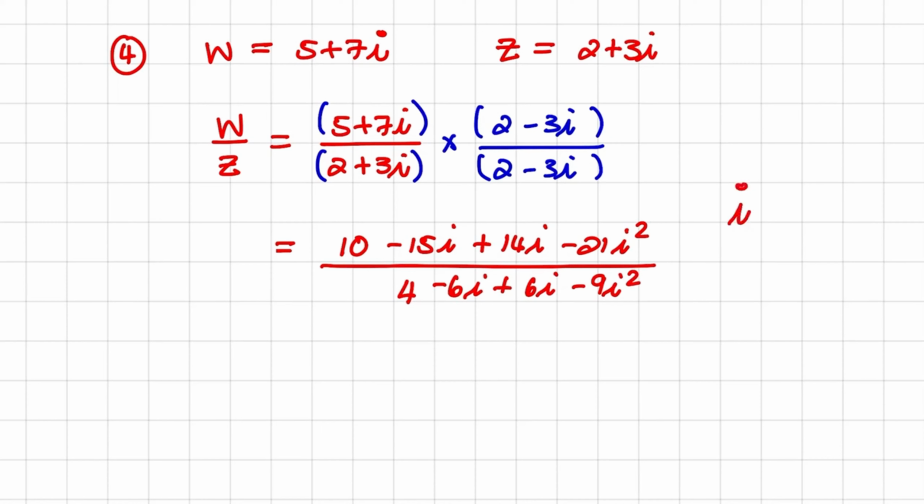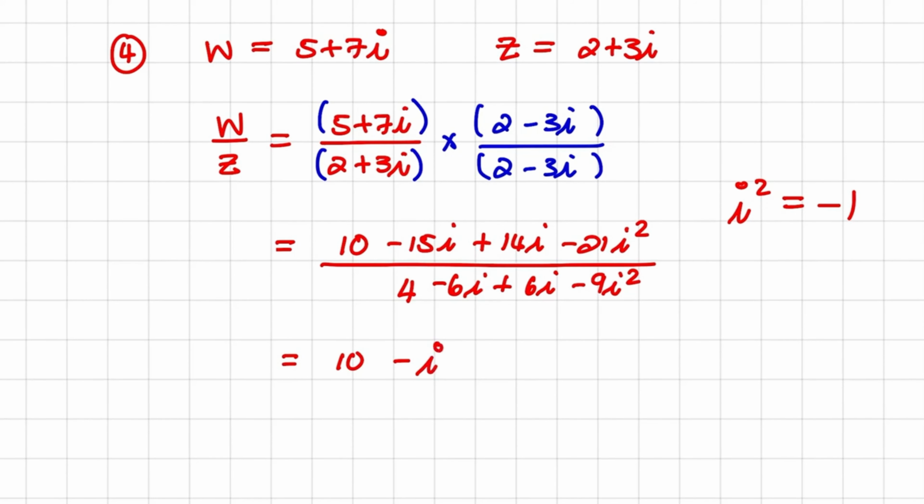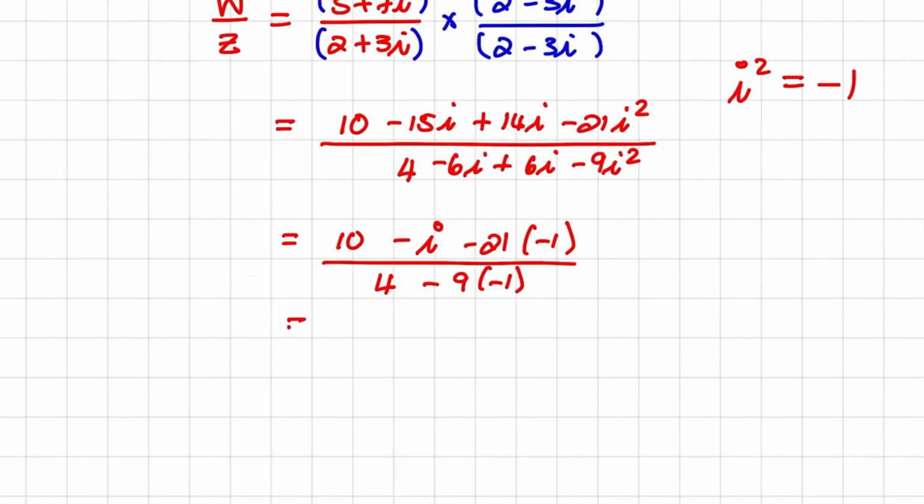And remember that i squared is equal to negative 1. So when I simplify, I have 10 minus i minus 21 times negative 1, over 4 minus 9 times negative 1, where the 6i's will cancel one another out. And simplifying further, I have (31 minus i) over 13. And that is how we divide complex numbers with each other.